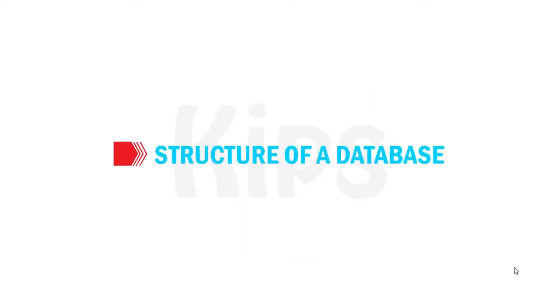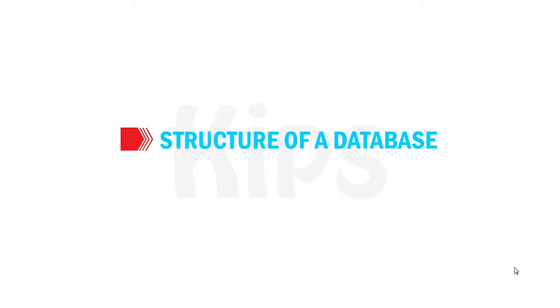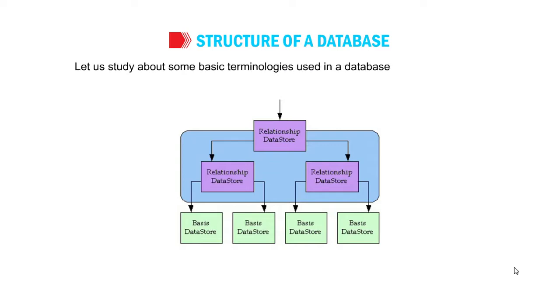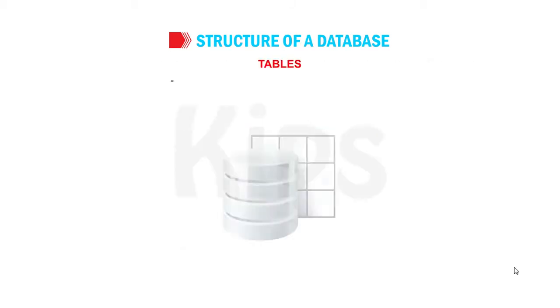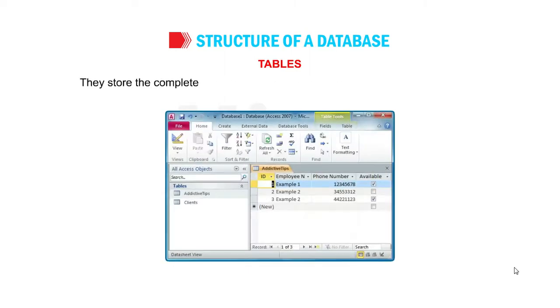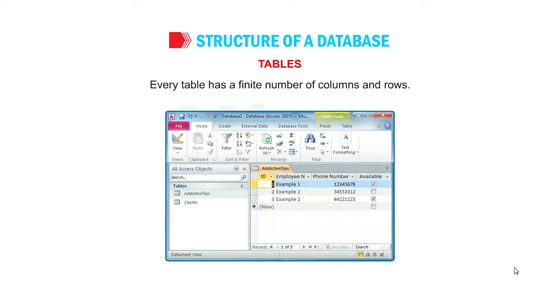Okay students, now let me tell you about structure of database. A database contains a specific structure to store data. Let us study about some basic terminologies used in a database that will help us in getting acquainted with the functioning of a DBMS. Tables. Tables are the building blocks of a database. They store the complete data in a structured manner, that is, in the form of rows and columns. Every table has a finite number of columns and rows.